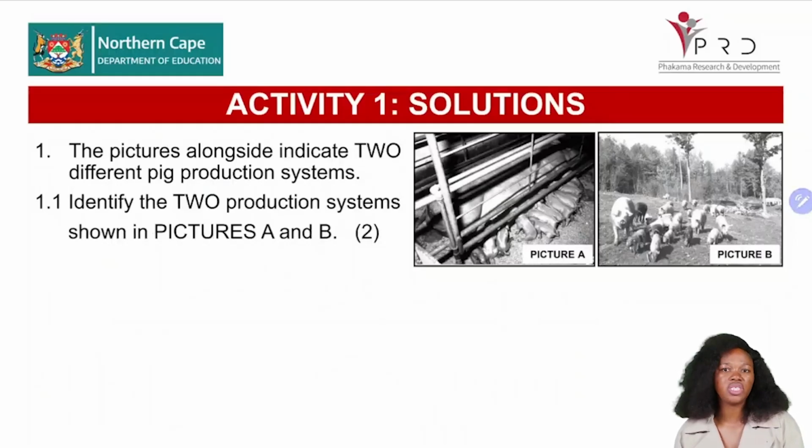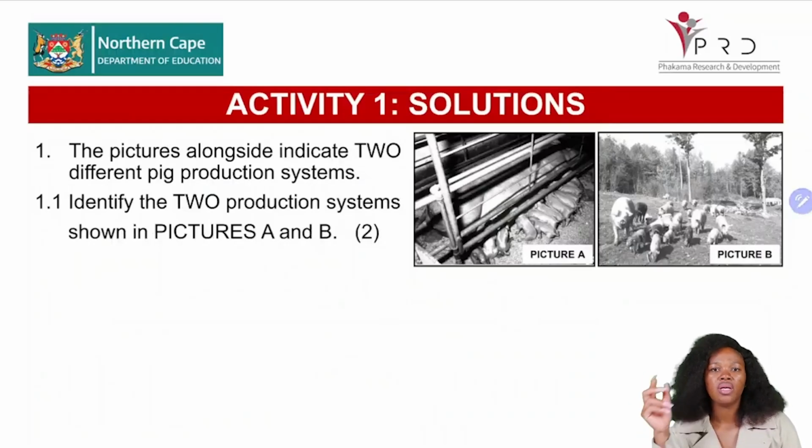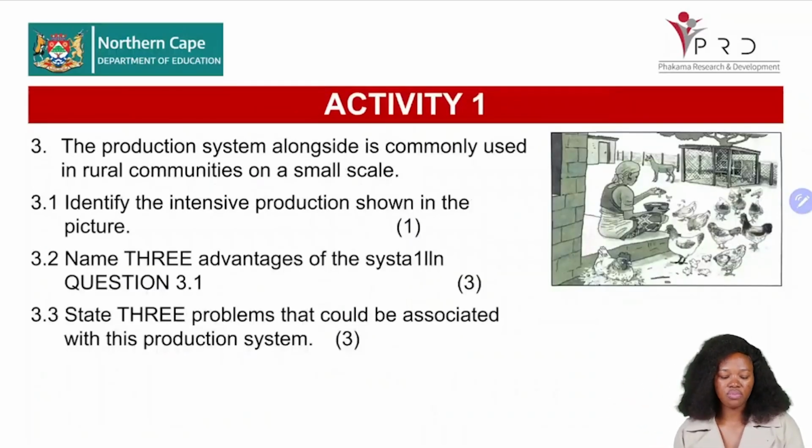So we are not expecting you to provide just one answer, no. For 2 marks, you write 2 answers, meaning for picture A, this is the production system, and for picture B, this is the production system. Right, now let us move.